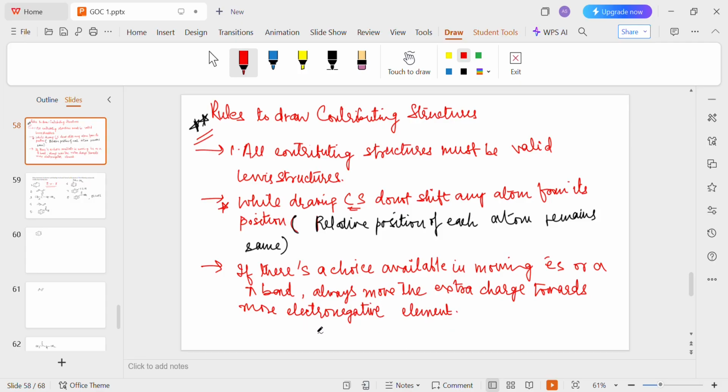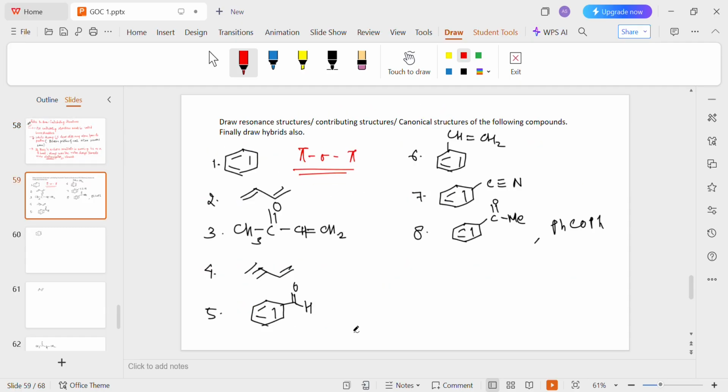This is a very easy thing. You know that an electronegative element is better able to accommodate a negative charge or extra electrons. So always while moving electrons, move the extra charge towards electronegative element because it is able to accommodate that negative charge easily.